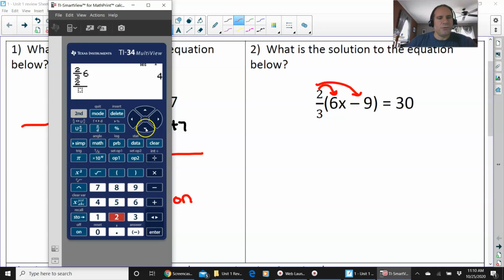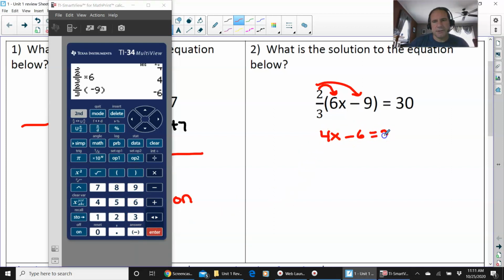So I have 2 over 3, and let me just do this, times 6. Or you could just put it into parentheses, and the calculator will know also, and that's what I'll do now. 2 over 3 in parentheses times negative 9. And the calculator knows to multiply. That is a minus 6. A negative 6 equals 30.